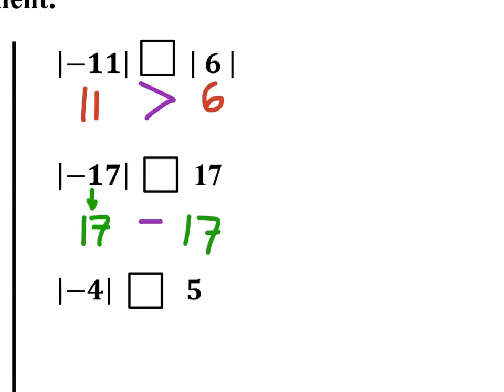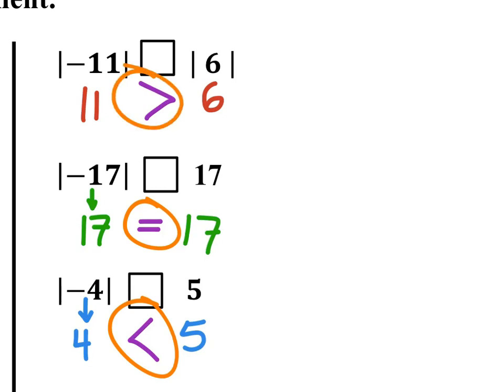In this case, it's equal. So if it's the same number, like we just saw right there, then it becomes an equality. But on this next example, the absolute value of negative 4 is 4, which we would then compare with 5. And which one is more? Which one is farther to the right on the number line? 5 is farther to the right on the number line. So this would give us the 3 answers to these problems.